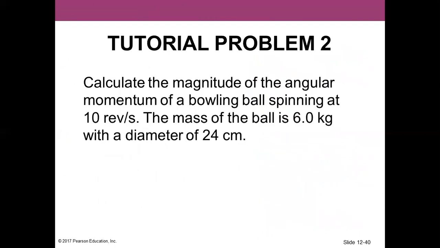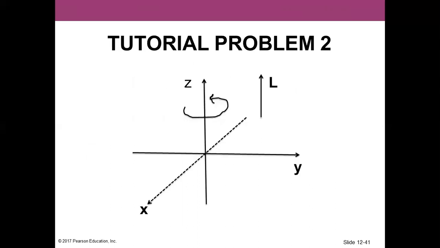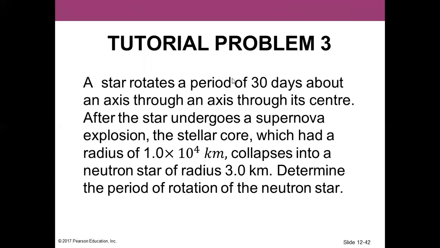Okay, let's consider tutorial problem number 2. You need to do it by yourself at home. Calculate the magnitude of the angular momentum of a bowling ball spinning at 10 revolutions per second. The mass of the ball is 6.0 kg with a diameter of 24 centimeters. This shows the rotation. Here we have the x-axis, then the y-axis, and the z-axis. So the direction of angular momentum is along the positive x-axis.